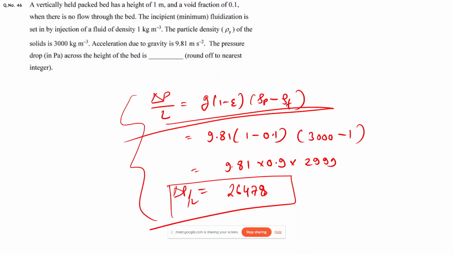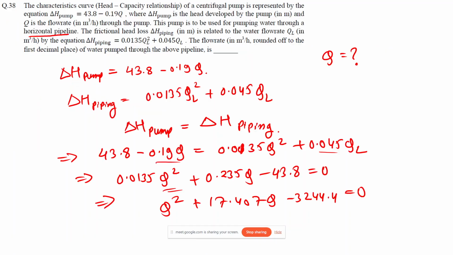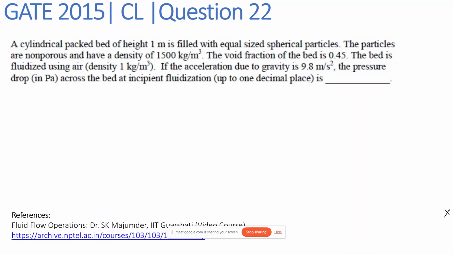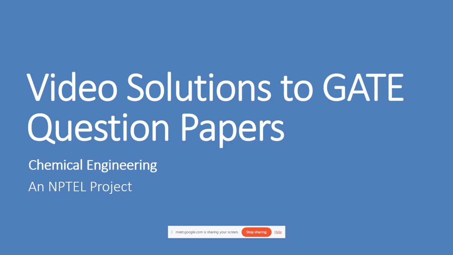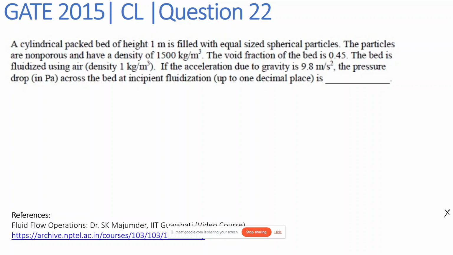So this was asked in GATE 2020, question number 46. A very similar question was asked in GATE 2015. So it was question number 22. And in this also we have been given a cylindrical packed bed of height 1 meter filled with equal sized spherical particles. The particles are non-porous and they have a density of 1500 kg per meter cube. The void fraction of the bed is 0.45. The bed is fluidized using air of density 1 kg per meter cube. If the acceleration due to gravity is 9.81 meter per second square, the pressure drop across the bed at incipient fluidization is this.